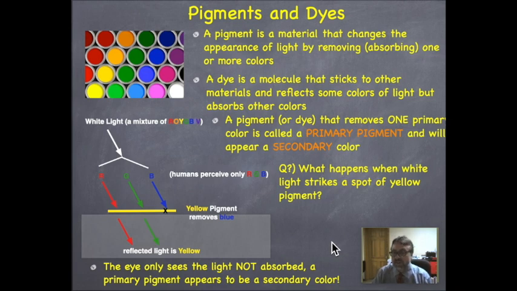Our eyes see only the light that's not absorbed. So a primary pigment always appears to be a secondary color because it's leaving two primary colors of light behind.